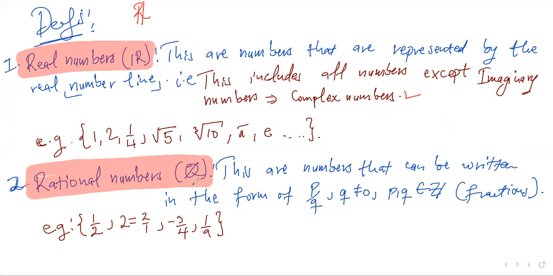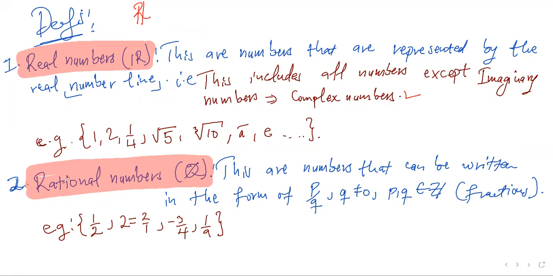So therefore, yes, we're good. We have numbers like 1, numbers like 2 are real, numbers like 1/4, root 5, cube root of 10, pi, e, you know what e is again? Yes. And etc., those that I have not mentioned, because we have infinite numbers of real numbers.